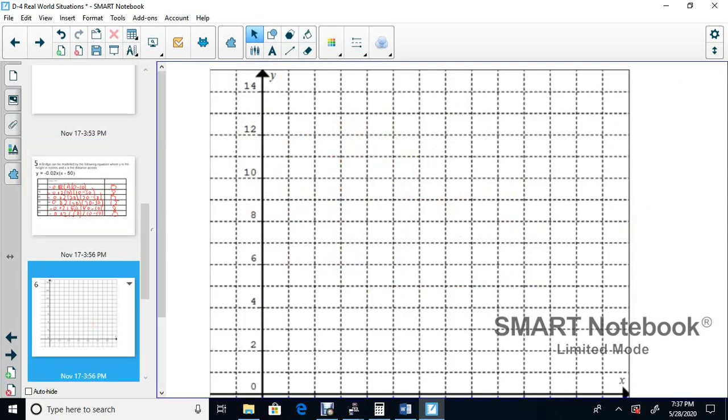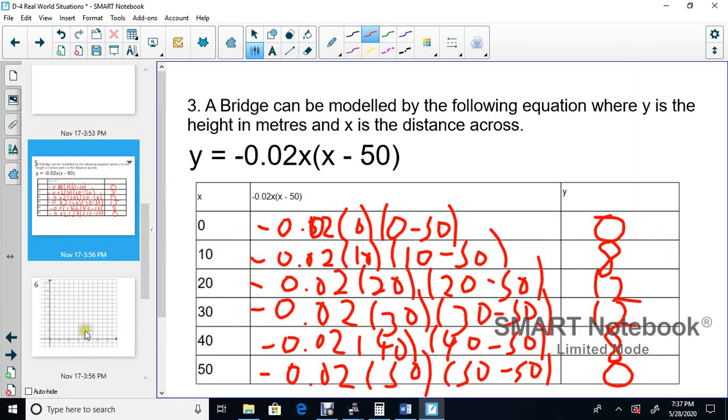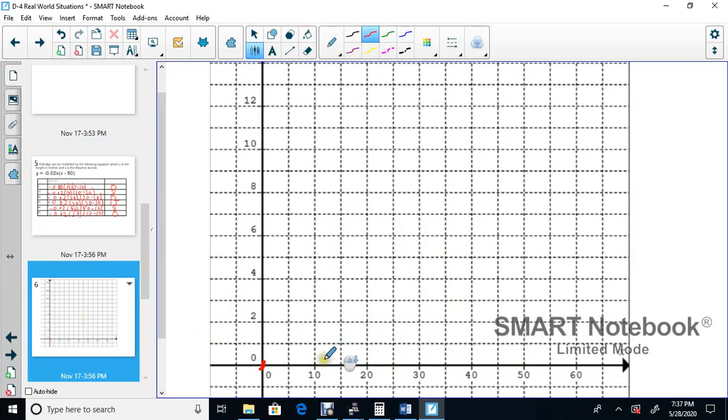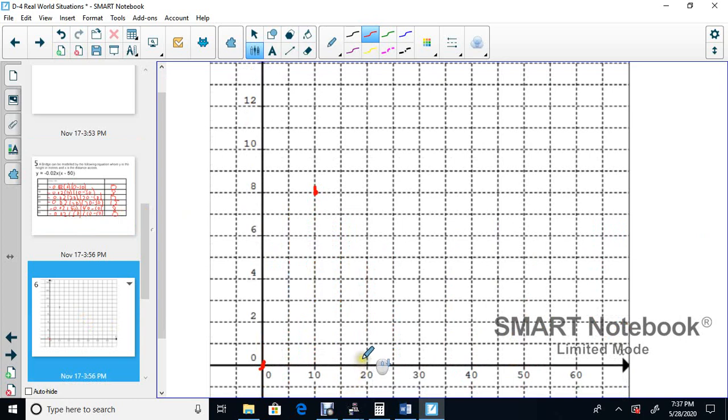So let's go a little lower. 0, 0. We'll put a dot here. Let's use my pen here. A red dot. 0, 0. Next one, 10, 8. So 10 all the way up to 8, put a dot. Next one, 20, 12. 20 up to 12. And the next one's, I think, 30, 12.